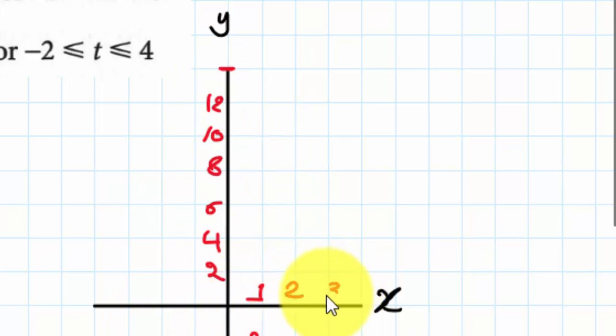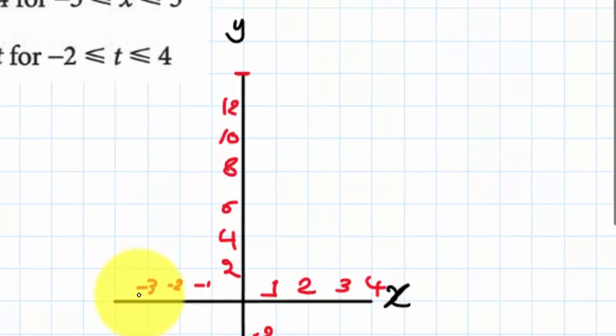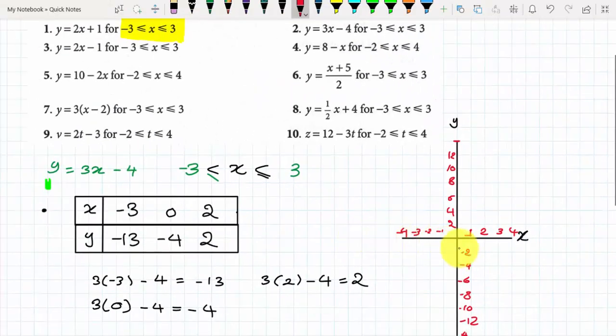1, 2, 3, 4, negative 1, negative 2, negative 3, negative 4. It's fine. Now let's plot these points. The first point is negative 3, negative 13. Negative 3 on x-axis is here. Negative 13 is between negative 12 and negative 14. So this is the first point. Here is an equal. The point is closed.